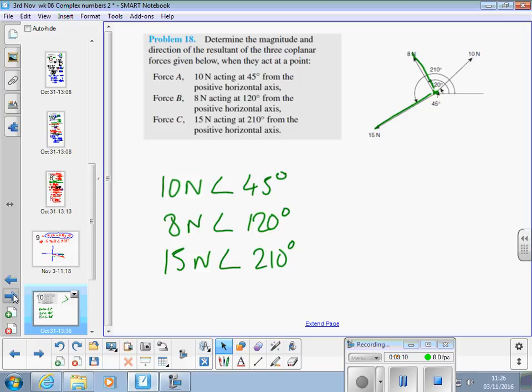What are we going to do? The easiest way to add all those 3 together? Change them to rectangular. Yeah. And then we can just add up the real parts, add up the imaginary parts, and convert back.